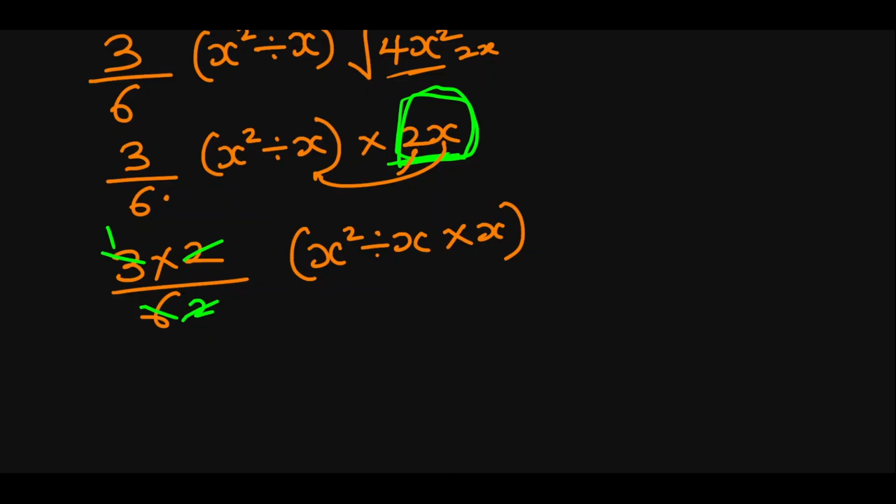Then for the x, if we apply the law, it gives us x raised to power 2 is dividing x, so that is 2 minus 1. Then is multiplying x, that is plus 1. So the final answer will be 2 minus 1 is 1, then 1 plus 1 is 2. So that gives us x squared as the final answer.